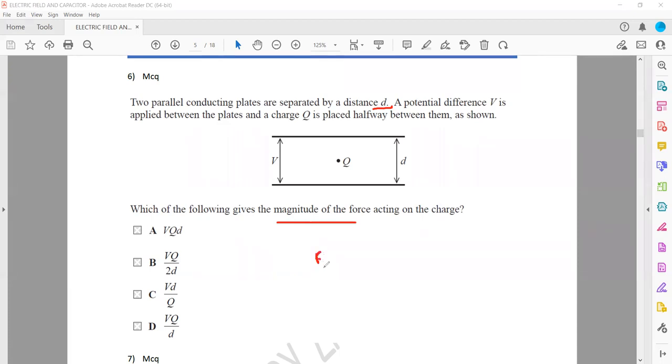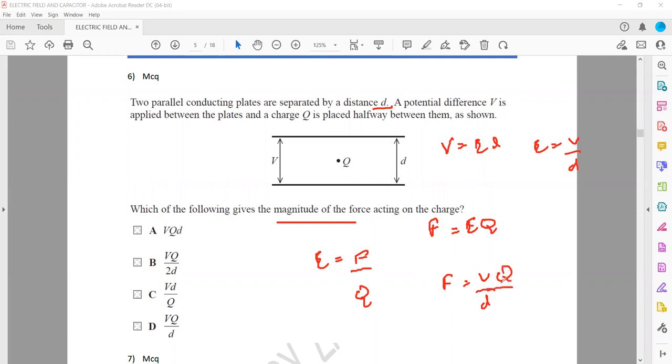So the electric field E is equal to F divided by Q. Electric field strength is force per unit charge, or F is equal to E into Q. And what about E? V is equal to E D, so E is equal to V divided by D. So force will be equal to V divided by D into Q. In place of E, if I write V divided by D, the force is VQ divided by D. So it matches with option D.